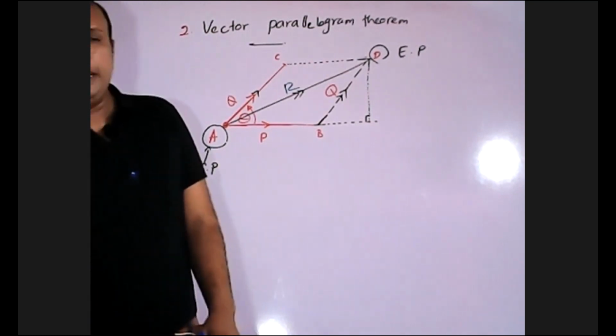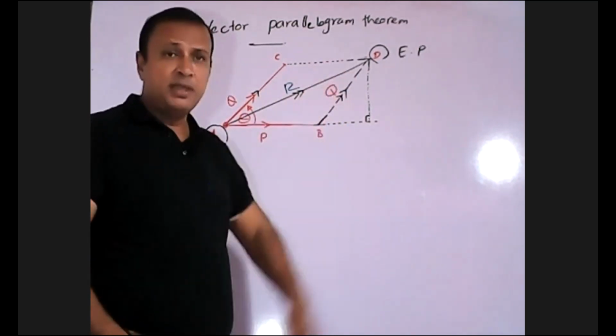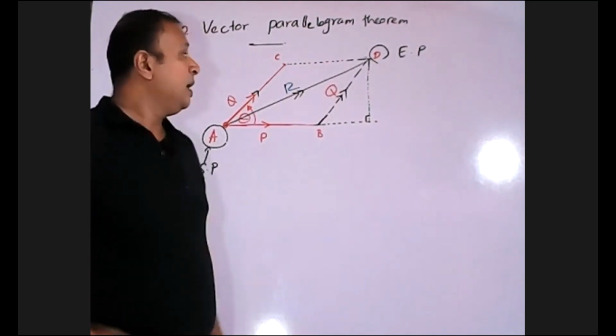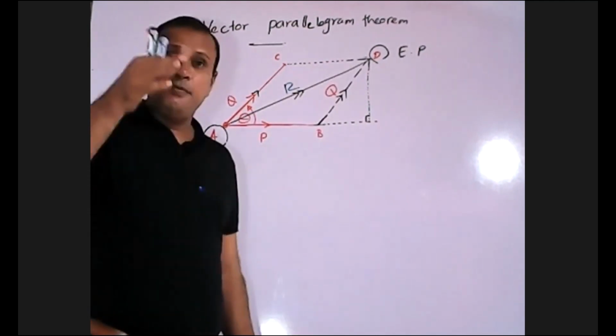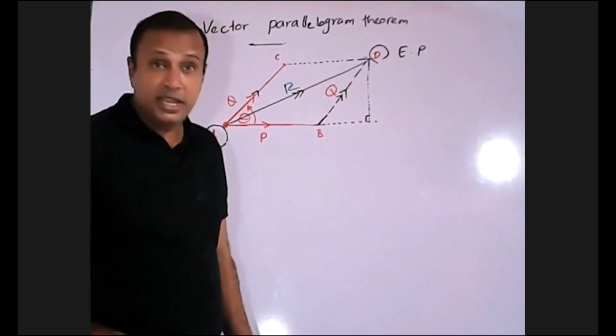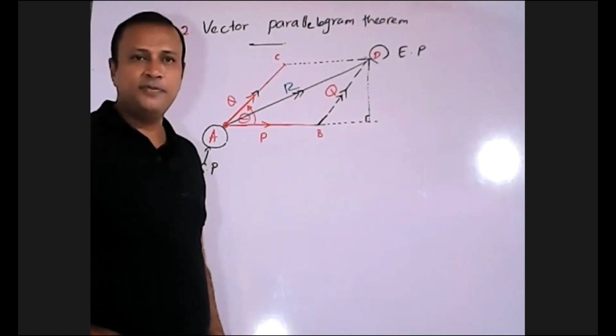Now we have shown that the AD diagonal represents the resultant vector. Now we are going to find the magnitude of this vector and the direction of this vector. Magnitude and the direction.